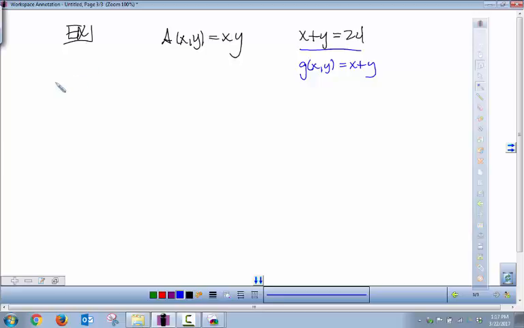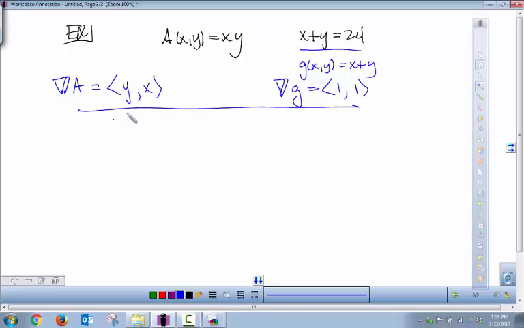Okay. So the gradient of A is equal to the derivative of xy with respect to x, which is y, and the derivative of xy with respect to y, which is x. And then the gradient of g is equal to 1 and 1. That's going to be easy. So what do we have here?